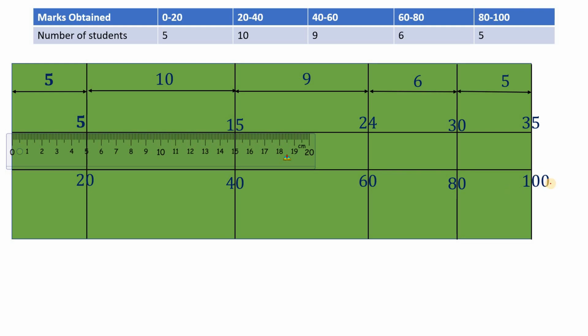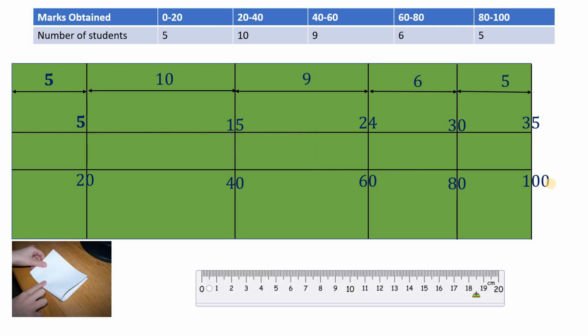Now the main process starts here. First, fold the paper into half, like this. If you fold, then a crease will appear here. Again, fold the paper into half, then two creases will appear here and here. So you have already got the result: this is the first quartile, this is the second quartile, and this is the third quartile.